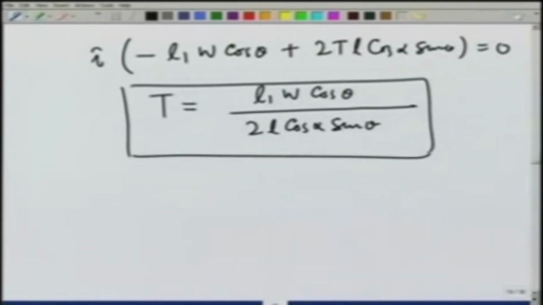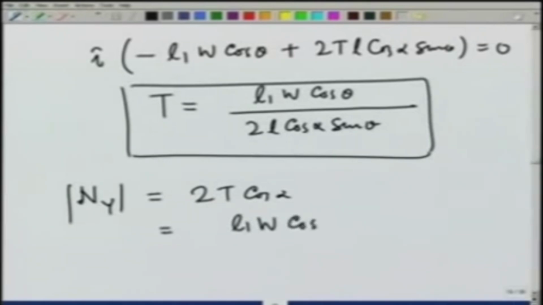Once T is calculated, you can calculate Ny, which is equal to 2 T cosine of alpha in magnitude, which will come out to be L1 W cosine theta over L sine of theta, and that is your answer.